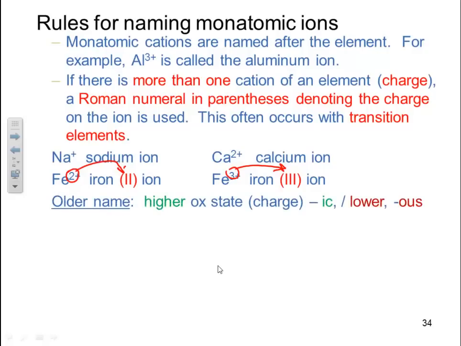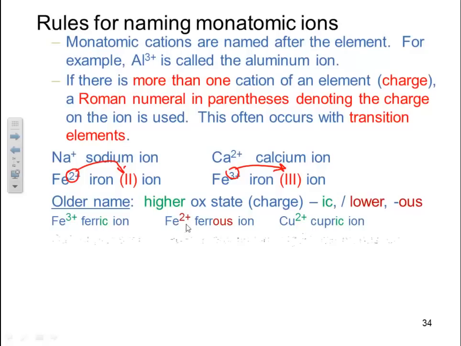As I mentioned, there was an older naming system that you have to be familiar with, where we have two oxidation states. For the higher oxidation state, we use the Latin name and ic at the end of the name, and for the lower oxidation state, we use the Latin name and us. Example, iron 3 and iron 2. Iron 3 is the higher oxidation state, so we can call it ferric ion. Iron 2 is the lower oxidation state, so we call it ferrous ion.